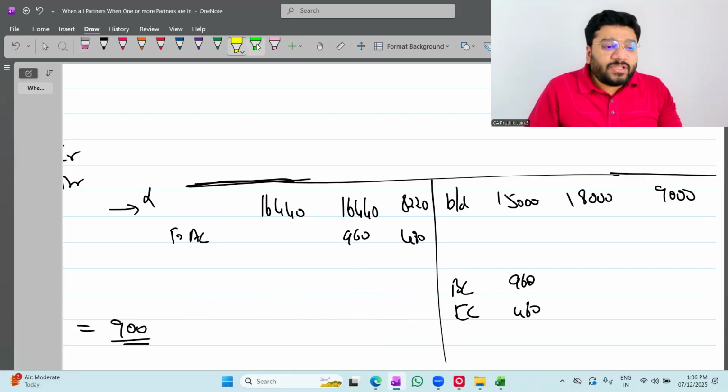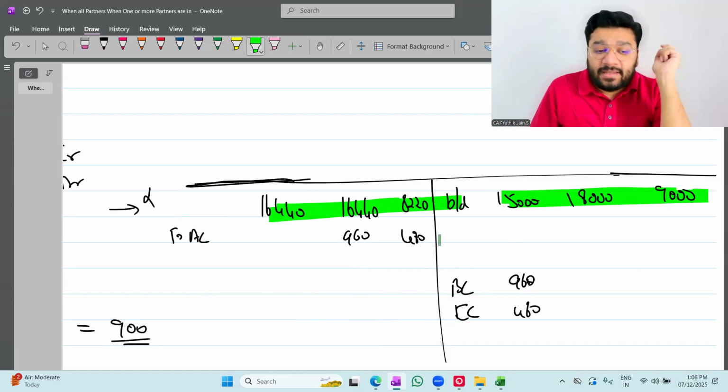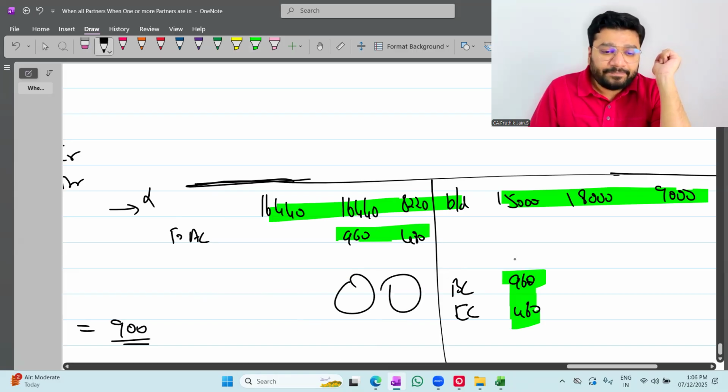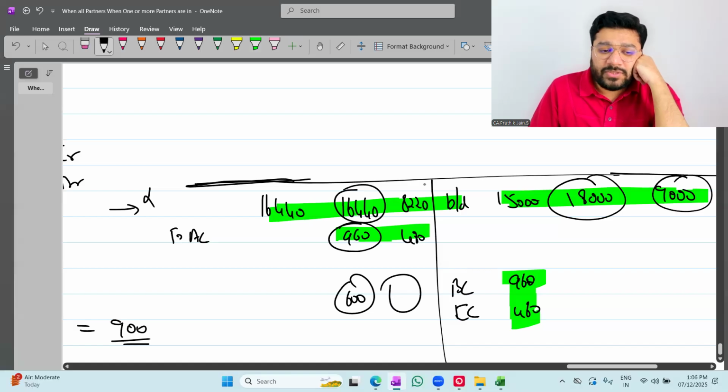First, we recorded the original balance. Then maximum loss. Using this, we calculated the amount of deficiency. That deficiency we shifted on the burden of B and C, the remaining solvent partners. Now tell me what is the balance we pay to B and C? 18,000 minus 16,440 minus 960. Tell me the balance. 600 is coming. And 9,000 minus 8,220 minus 480. How much? 300. So what will be the entry?